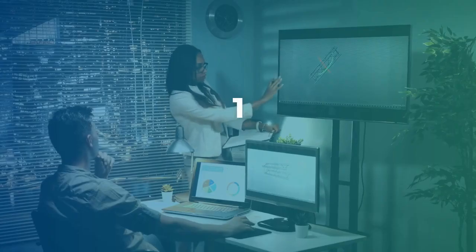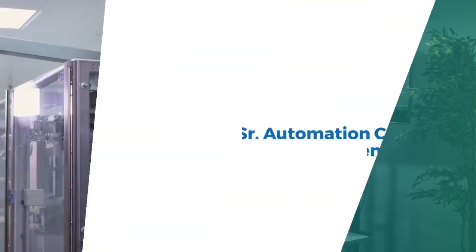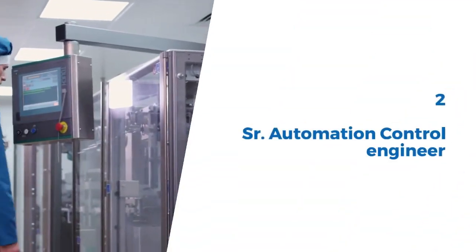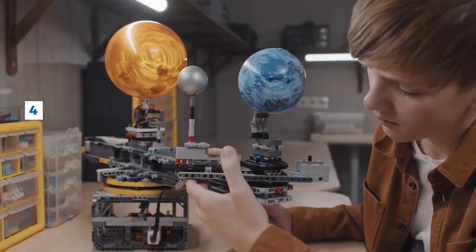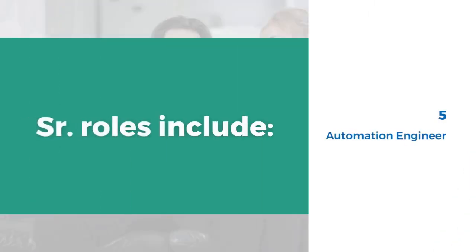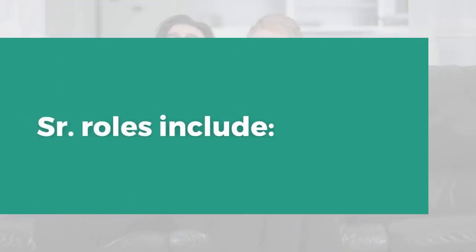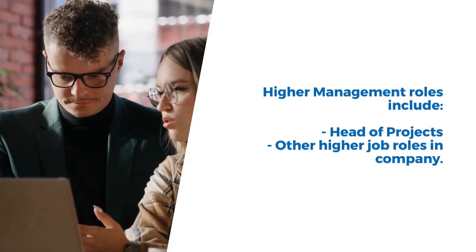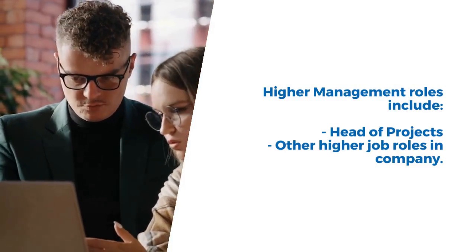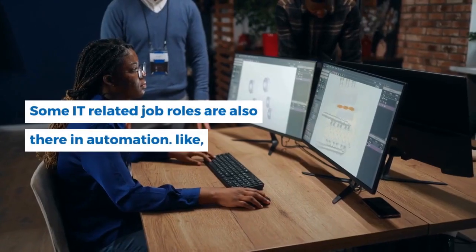Intermediate roles include senior project engineer, senior automation control engineer, DCS engineer or senior DCS engineer. Fourth one is field system engineer. Fifth is automation engineer. Senior roles include, first, lead project engineer. Second one is team leader. Third one is project manager. Higher management roles include head of projects or other higher job roles in the company.